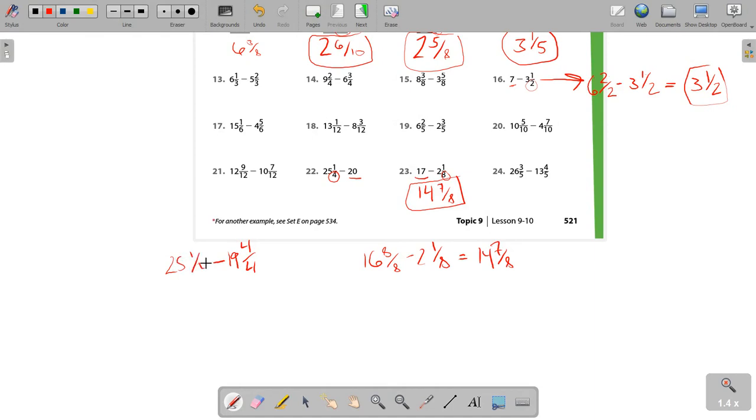25 and 1/4 minus 19 and 4/4. Well, you still have a problem, right? Because this numerator is less than this numerator, and you cannot subtract those. You can't take 4 away from 1. So we're going to have to do something else.